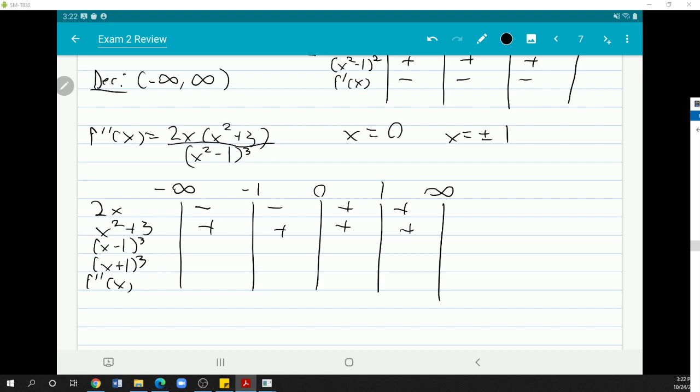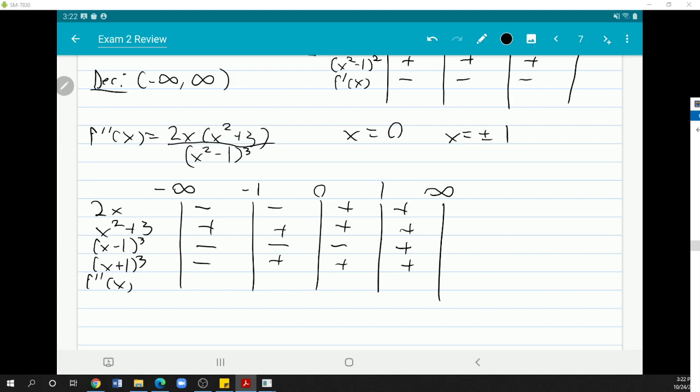For x minus 1 cubed, if I plug in something really small, I get a negative. If I plug in something between minus 1 and 0, I get a negative. If I plug in, say, a half, still negative. If I plug in something bigger than 1, now it's positive. For x plus 1, again, if I plug in like minus 2, I get a negative. If I plug in, say, minus a half, now it's positive, and once it's positive once, it stays positive forever.